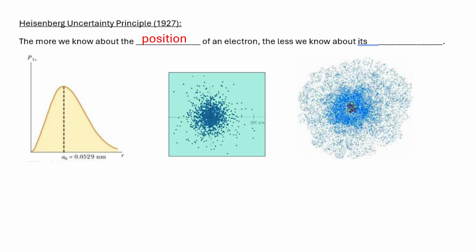He said the more we know about the position of an electron, the less we know about its momentum, which is kind of just another way of saying that for something as small as an electron, you can't know both at the same time. Really big particles, like the ones that we can see with our eyes, like a baseball, you can know its position and momentum to almost 100% certainty, both at the same time. But the smaller an object gets, the more difficult it is to know both simultaneously.